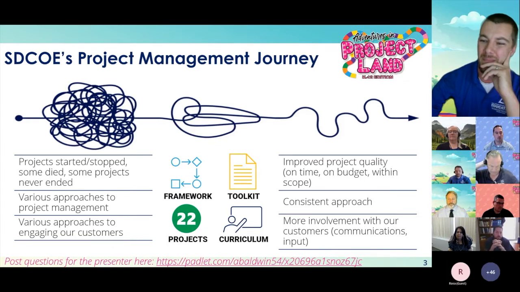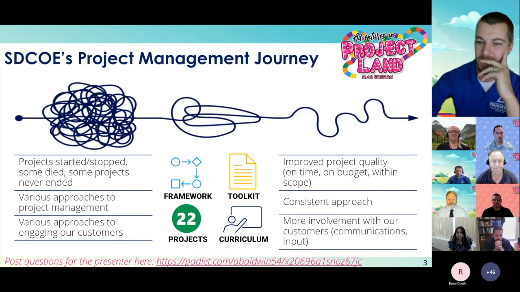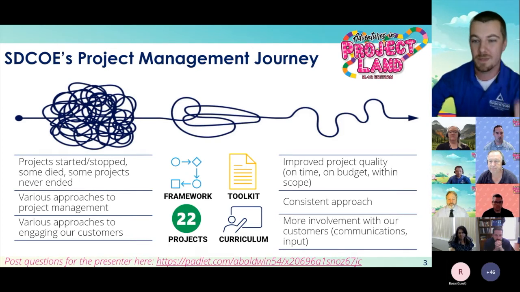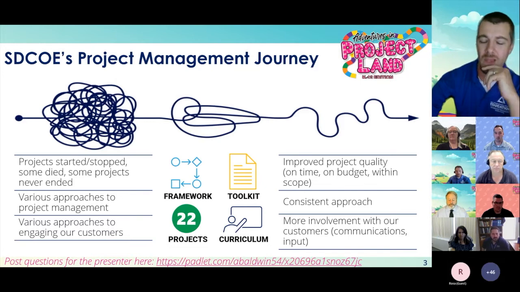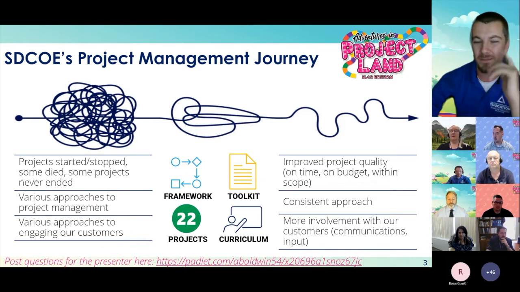And the point is that we can just dive in and get started on the work instead of spending effort on how to work together. And the end result of that is that we're finding our projects have improved quality, which means, if you remember the triple constraints that Perry just went over, that means they're on time, they're on budget, they're within scope, and the quality is good. We have a consistent approach, and we actually have more involvement from our customers, which is a good thing usually. So that's kind of our journey in a nutshell.